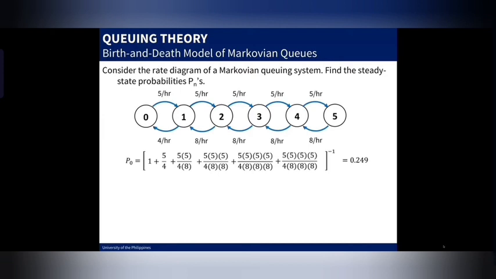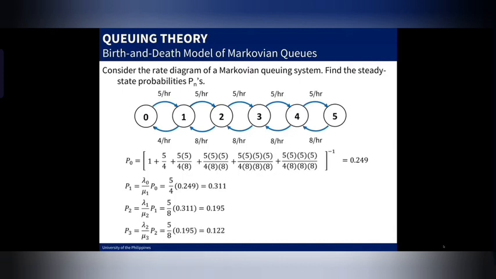P naught is equal to 0.249. P1 is 5/4 of 0.249, that is equal to 0.311. P2 is equal to 5/8 times 0.311, the value is 0.195. P3 is equal to 5/8 of 0.195, the value is 0.122. P4 is 5/8 of 0.122 with a value of 0.076. Lastly, P5 is 5/8 of 0.076 with a value of 0.048.